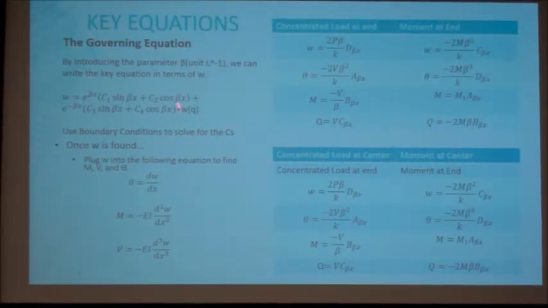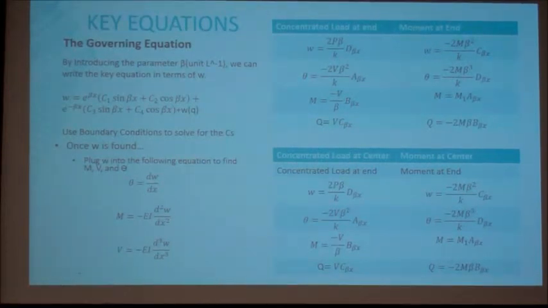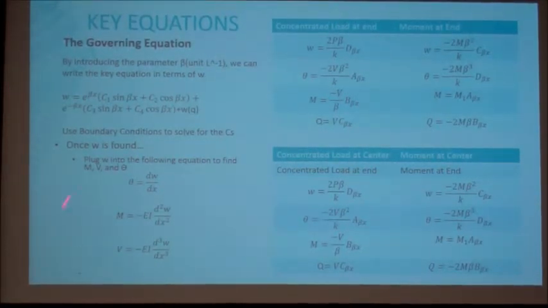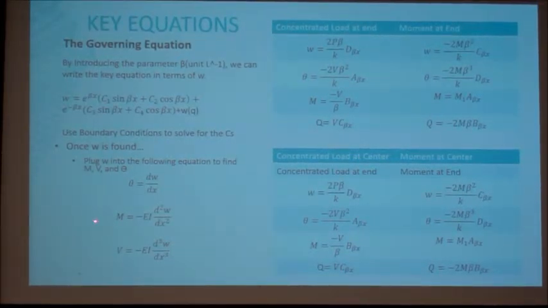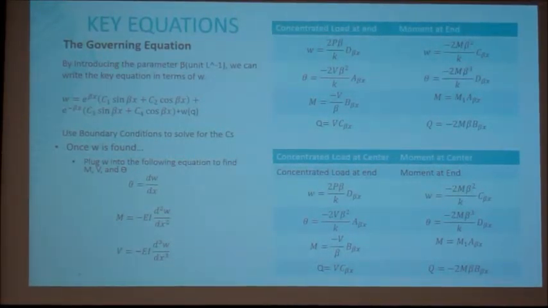And basically how you solve for these C's is you use the boundary conditions to cancel them out and then solve for the rest of them using these equations here. And then once you go through that process, you'll get these equations.